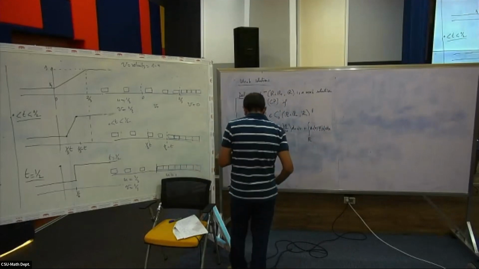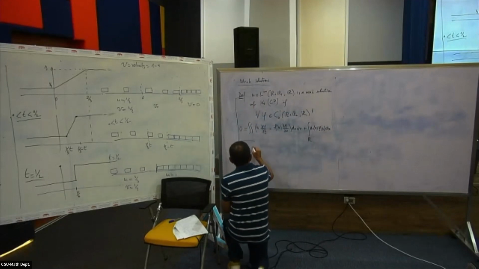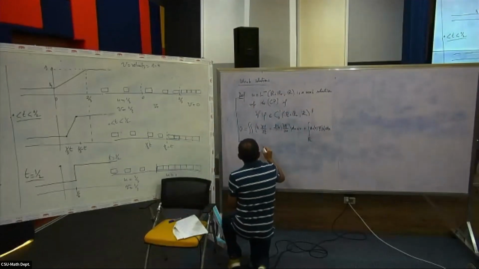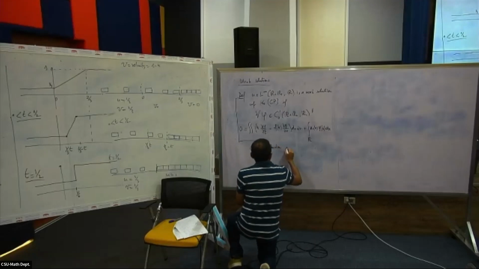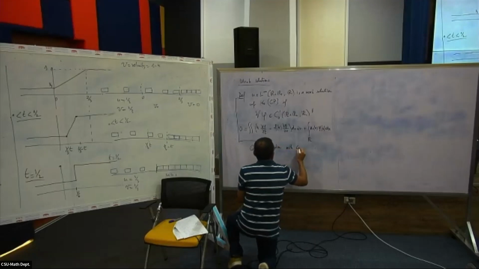Okay, so what is C01? It equals C1 functions with compact support.